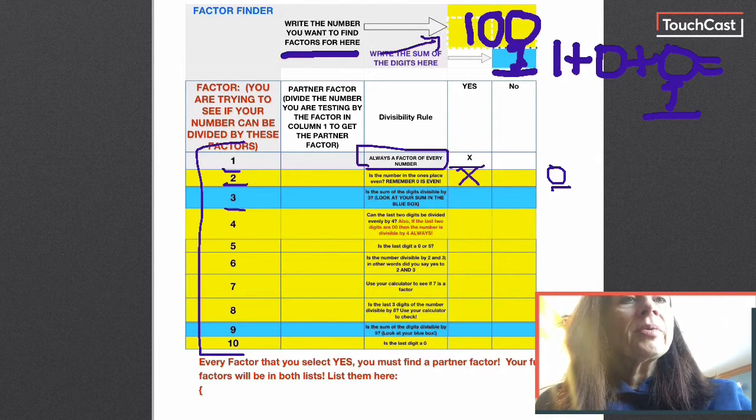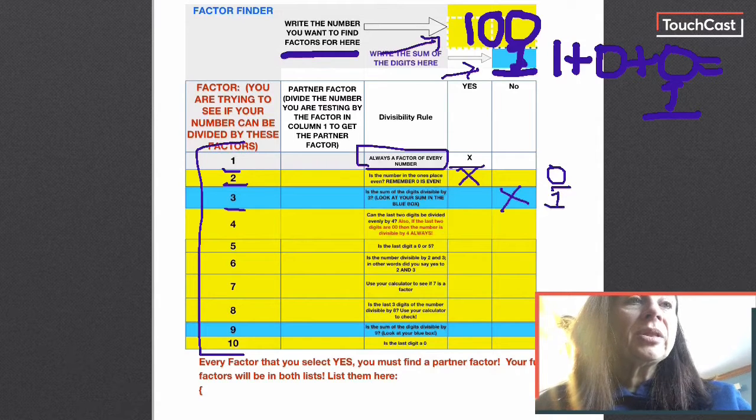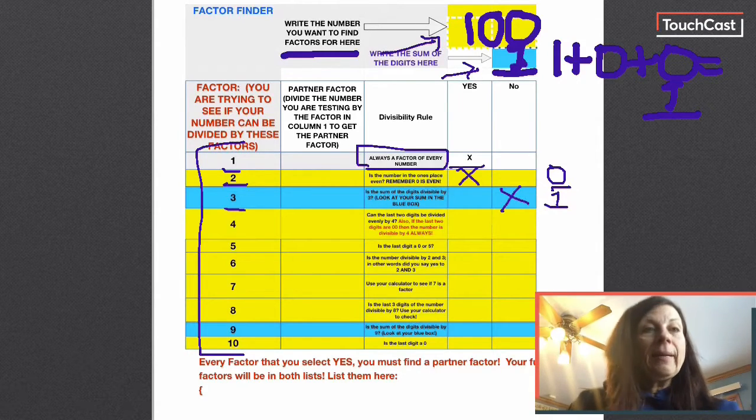Now look at number 3. Is the sum of the digits divisible by 3? Look at the sum in the blue box that's color-coded blue. The number we have for our sum is 1. Is that divisible by 3? No, 3 will not go into 1. So this is a 0. Again, you should put the sum right there so you know what you're looking at.